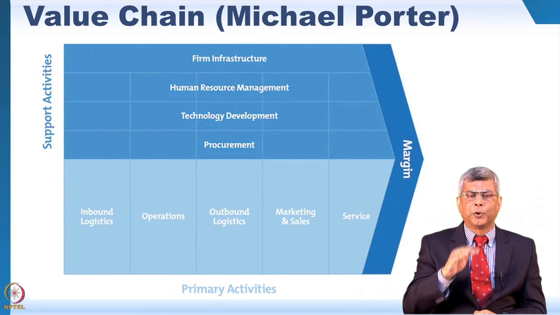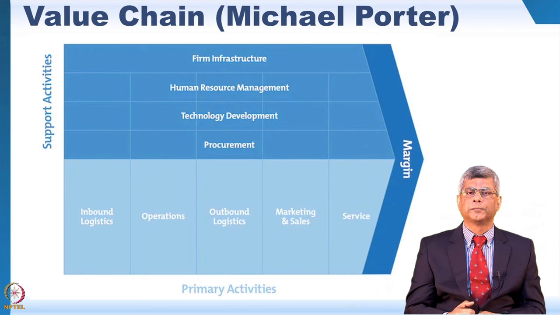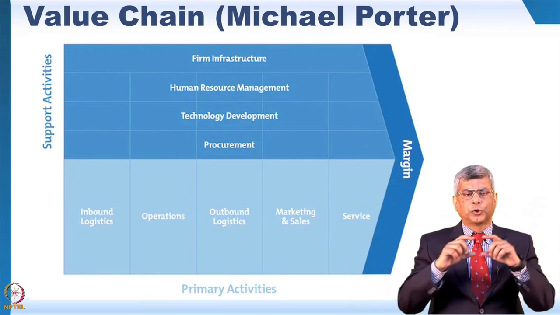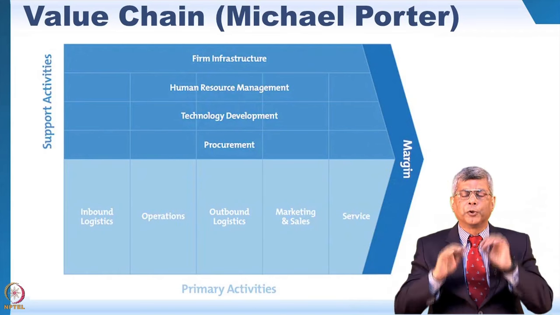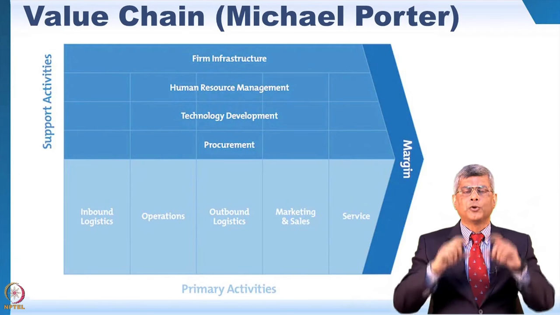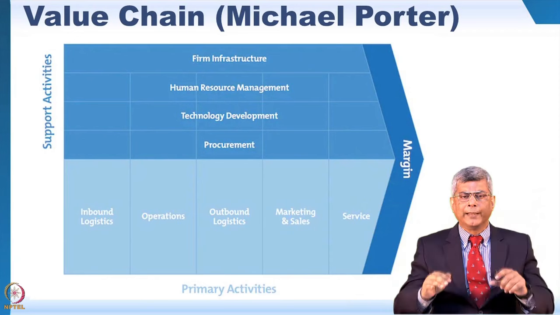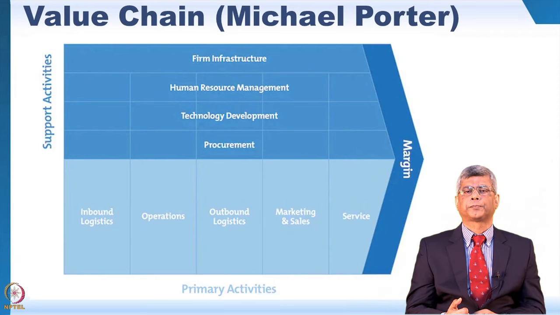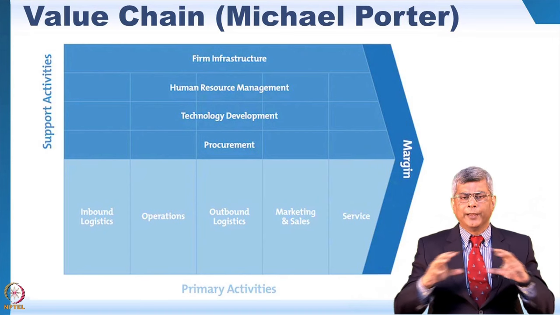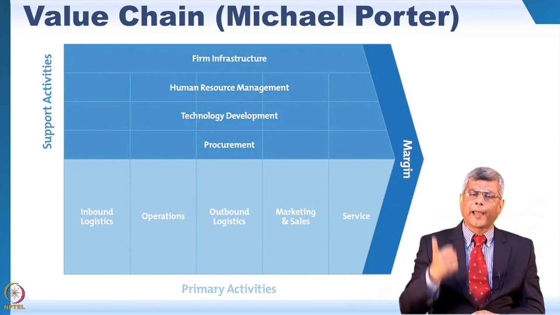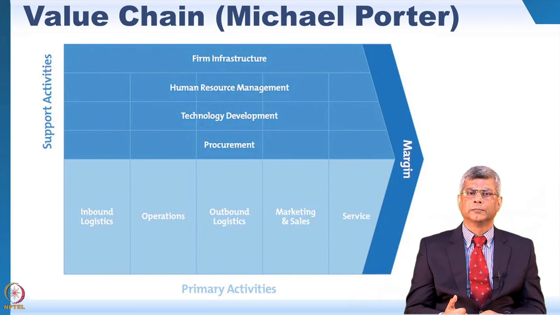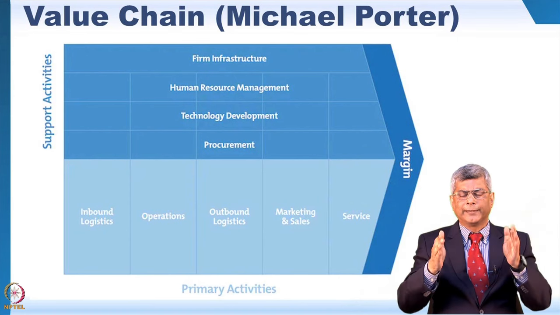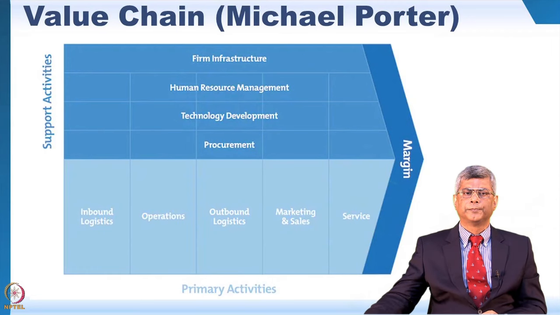But you also need to do some support activities. You have to source products, which is called procurement. You have to have a technology framework to support your business. You have to have systems and processes to manage your people and your employees. And you have to have an infrastructure such as offices and factories and servers and PCs and computers and telephone networks. And if you put all of this together, that is the value chain of business.